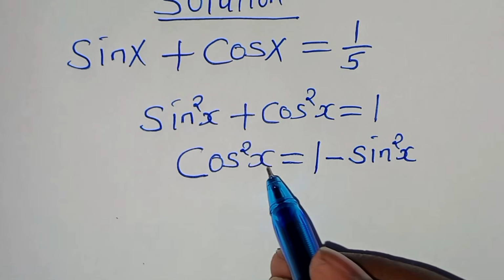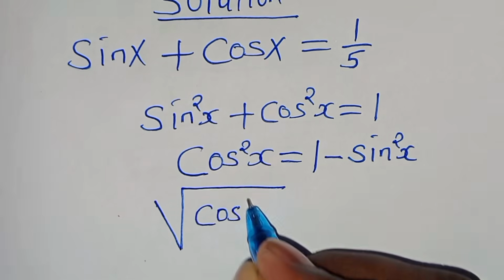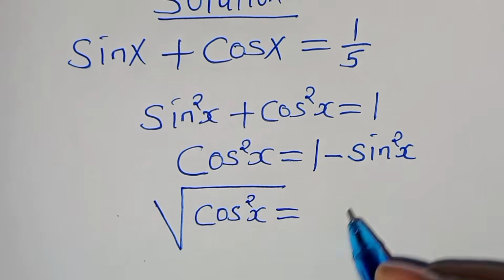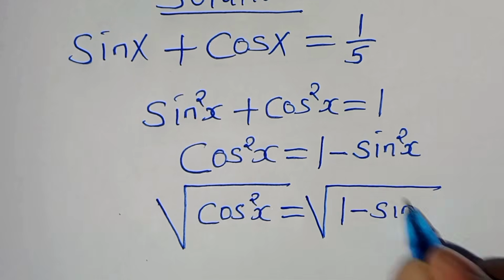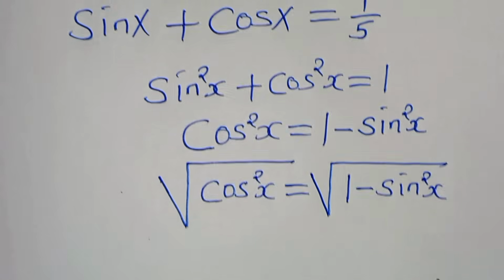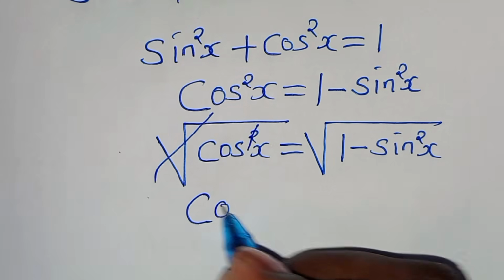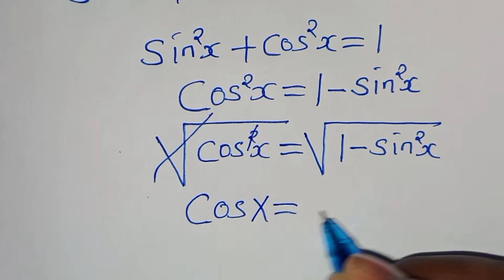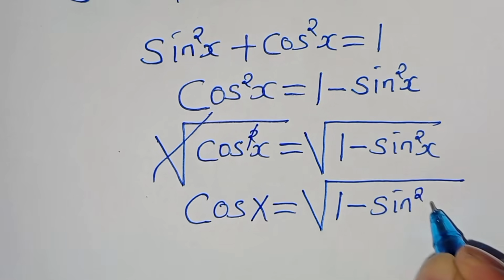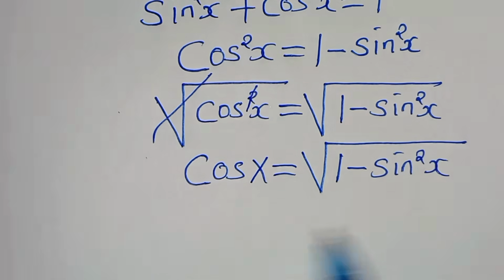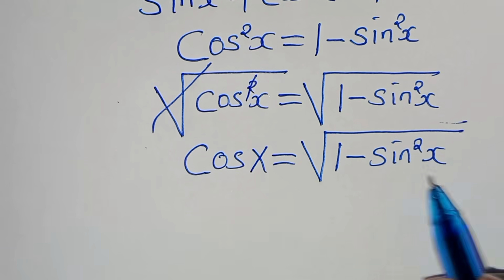To solve for cos x here, let's introduce a square root on both sides, so that we have cos squared x equal to the square root of 1 minus sin squared x. So let's eliminate the square root sign here, so that cos x is equal to the square root of 1 minus sin squared x. Now let's substitute where we have cos x with the square root of 1 minus sin squared x.